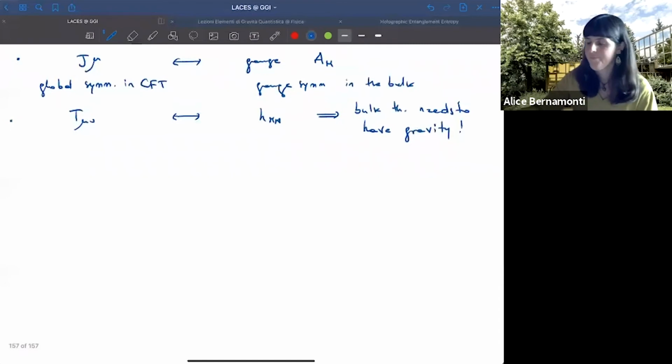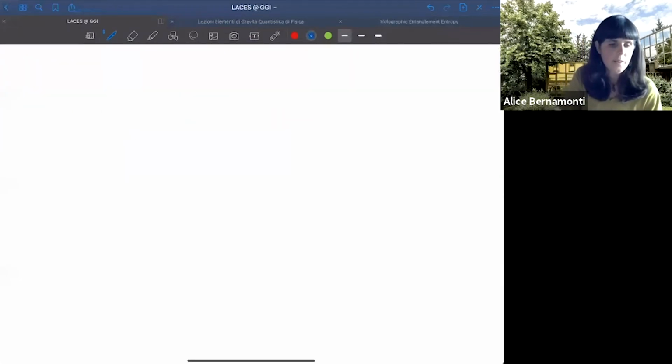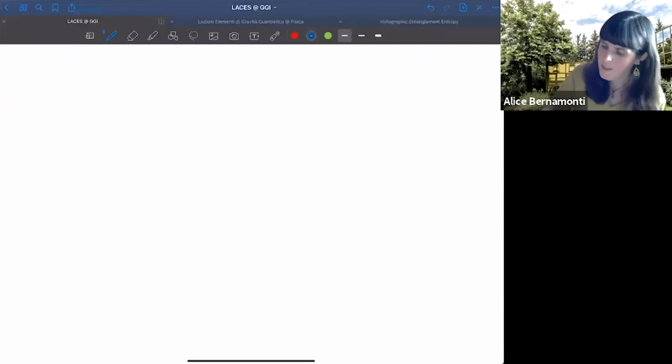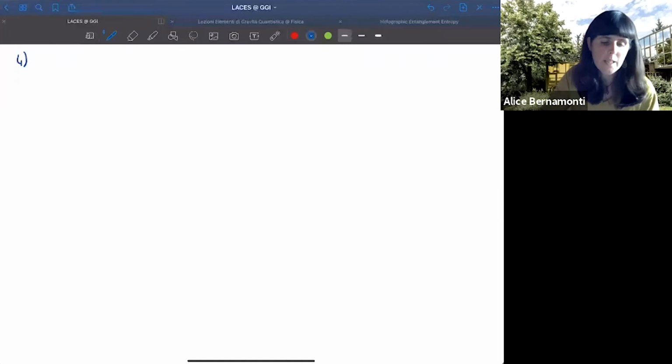Okay, so in the last minutes, I think I will exceed noon a bit since we started later, maybe a few more minutes. So the next ingredient that I want to introduce is the so-called mass conformal dimension relation, to make precise this equivalence.